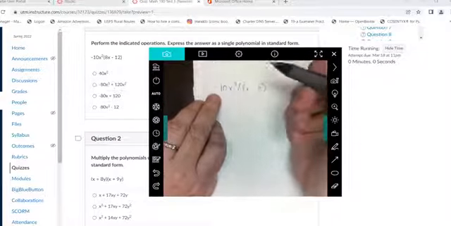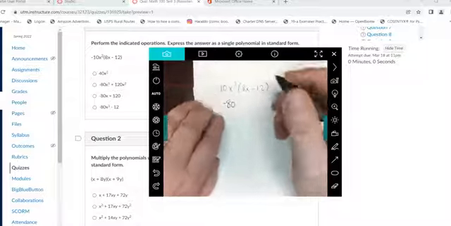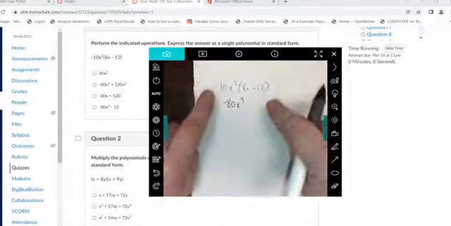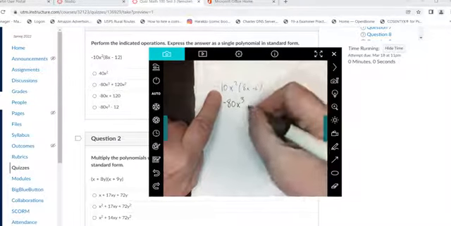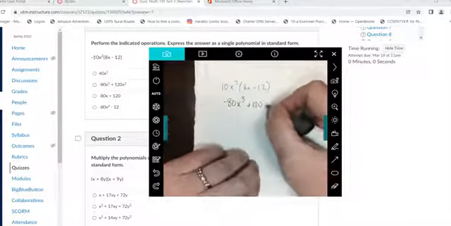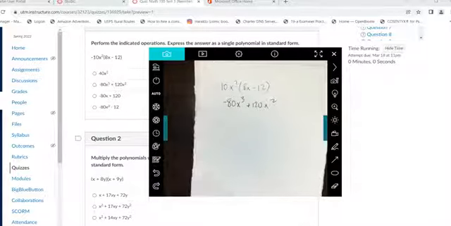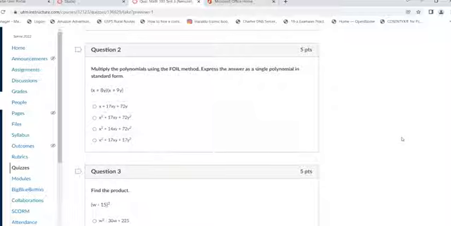Okay, so we're just going to distribute that through. So negative 10 times 8 is negative 80. X squared times x is x cubed. And negative 10 times negative 12 is 120. And then times x squared. So I'm looking for the one that matches that. And I'm going to have that.